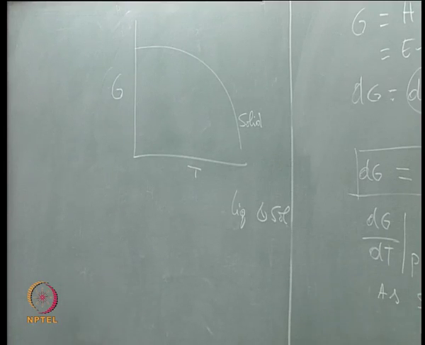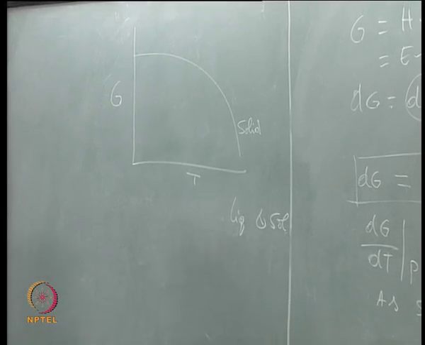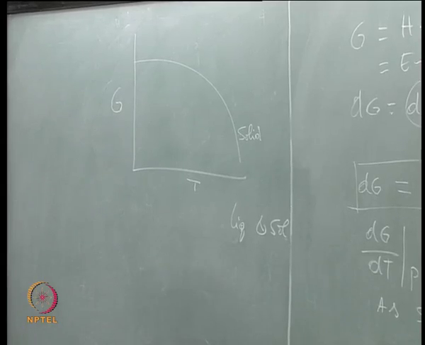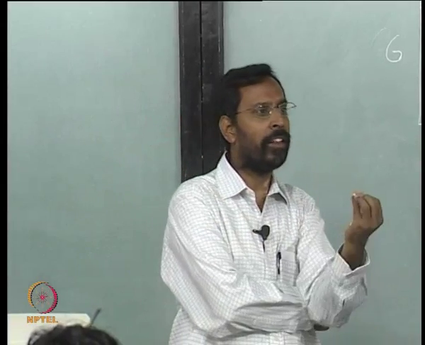At 0, liquid will have higher free energy. And why a higher free energy? Because it has a higher enthalpy. At absolute 0, free energy is equal to enthalpy, and the liquid enthalpy is always higher than the solid enthalpy.